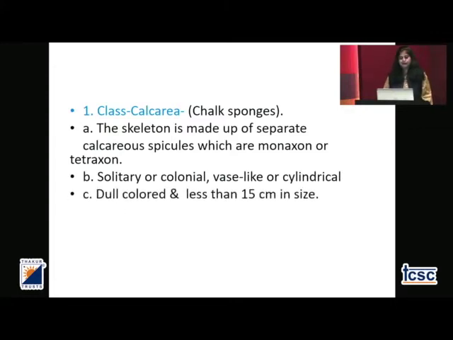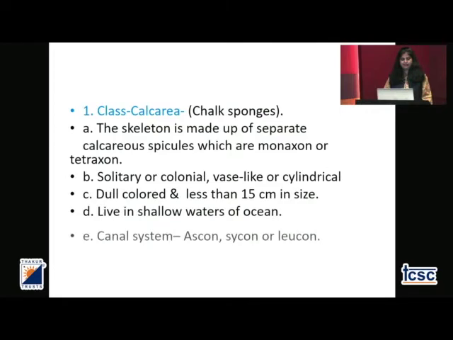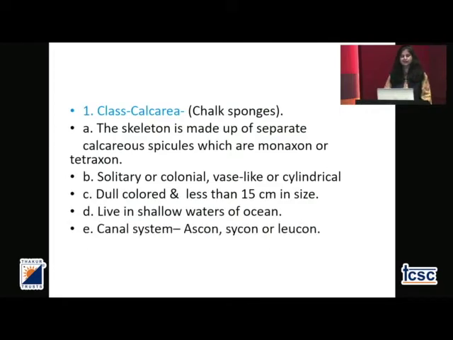These individuals are either solitary or colonial. The shape of the body is cylindrical or vase-like. Usually they have dull color and they are known for growing up to 15 centimeters in size. That is the length of the body. These members of class Calcarea are usually known for living in shallow marine waters of oceans in the world.